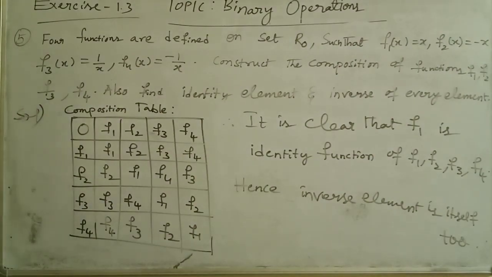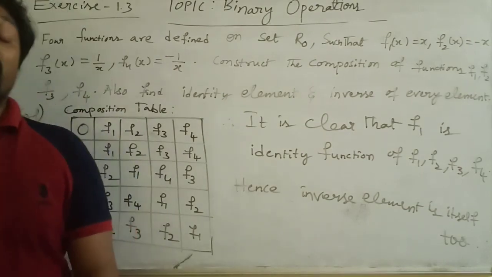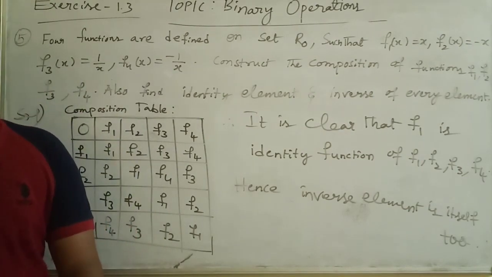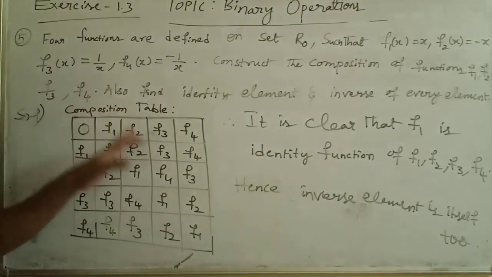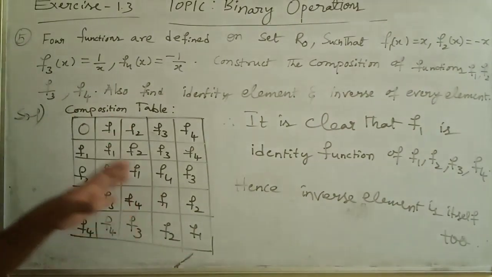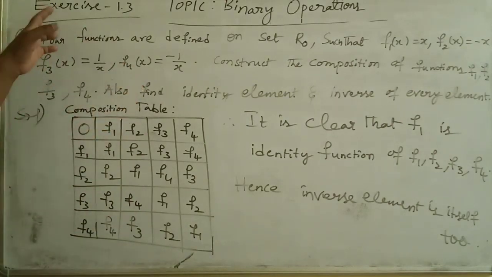So that is about your total exercise number 1.3. And the next class is a very important class. In that class we are going to discuss our previous board examination questions, and then we will conclude this whole chapter. So that is about composite functions and binary operations in exercise number 1.3.